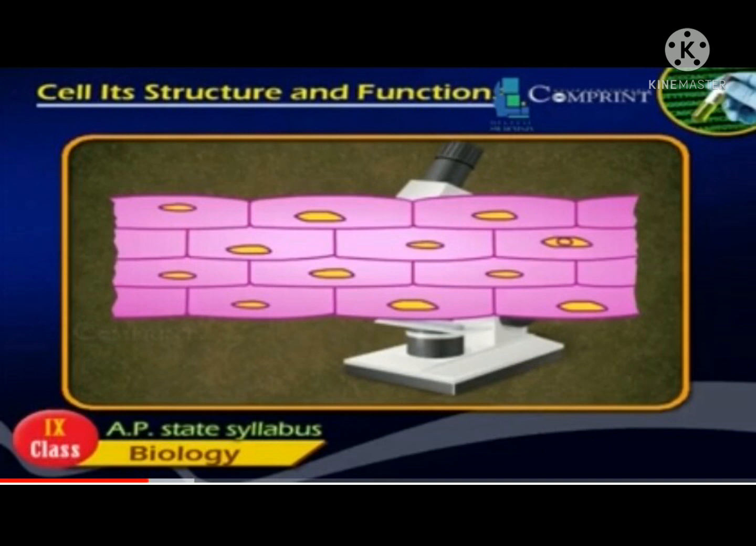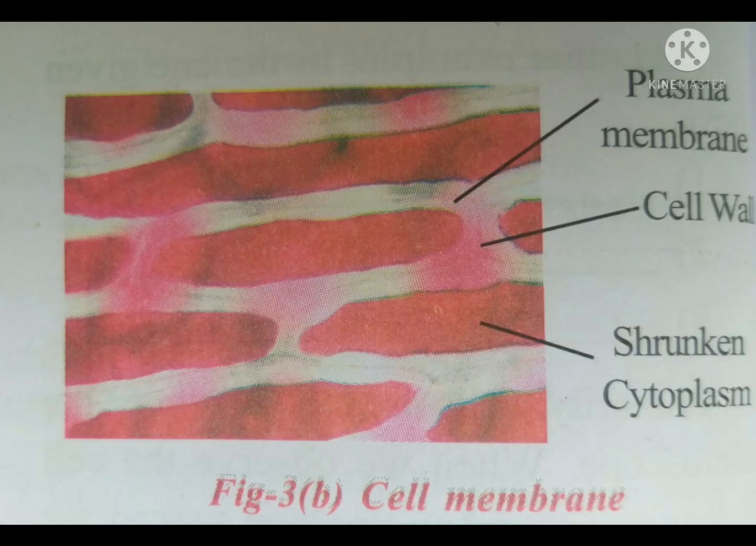First one, the observation of onion cells is rectangular shape. Second one, shrinking. Rhoeo leaf filled cells with a membrane, shrinking cytoplasm. Plasma membrane shrinking.